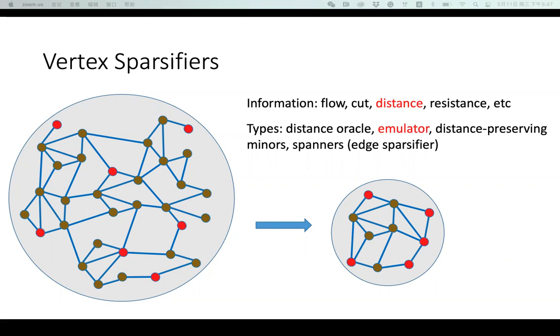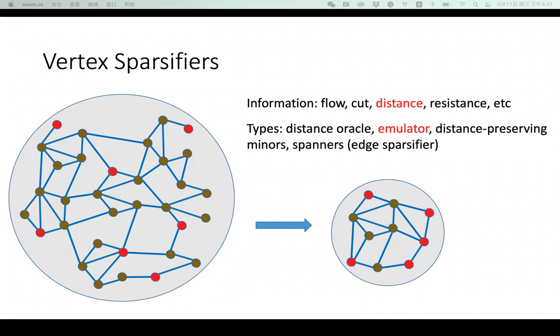So in addition to the emulators, there are other objects that have been extensively studied. For example, if we do not require the output to be a graph, but instead it can be any data structure, then what we are getting is distance oracles. And if we just fix the set of vertices and require the set of edges to be a subset of the original edges, then what we are getting is spanners, and this is indeed an edge sparsifier. So in the past decades, many outstanding works have been done on these topics.